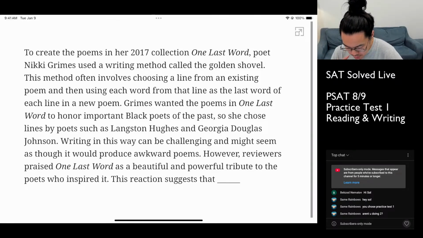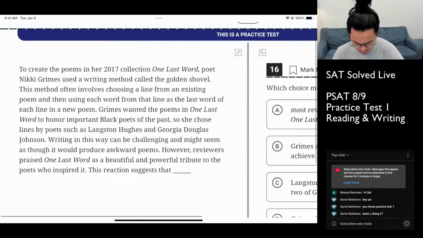To create the poems in her 2017 collection, she used a writing method called the golden shovel. Okay, never heard of this actually. Chooses a line from an existing poem. Each word from that line as the last word. Okay, got it. Oh, I see. I didn't know the name of this technique.